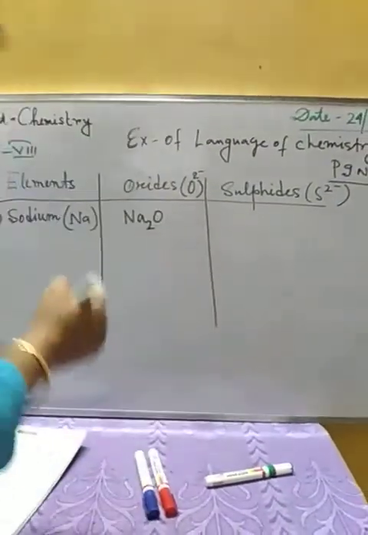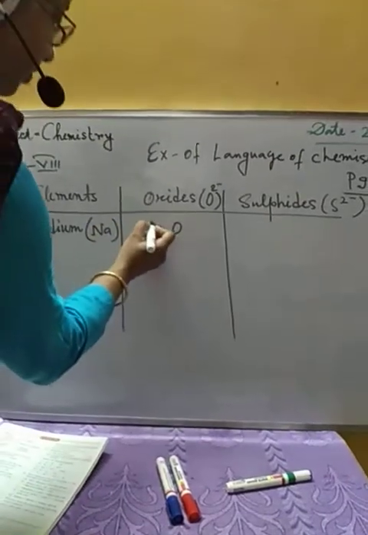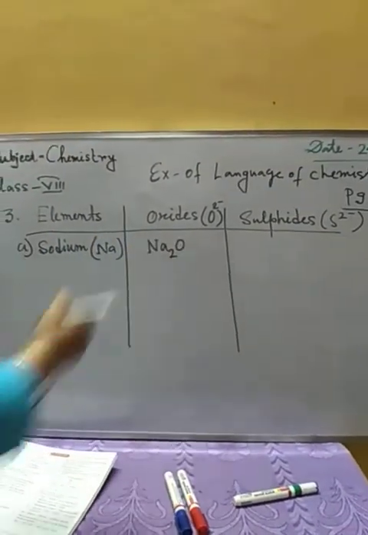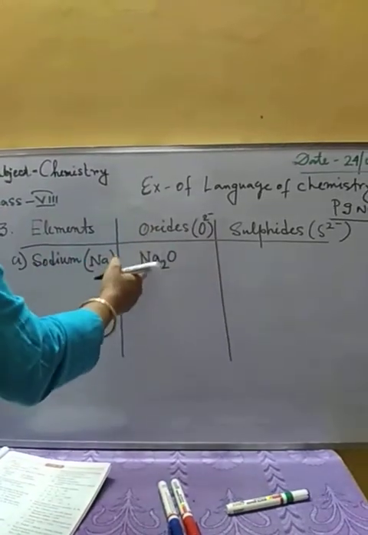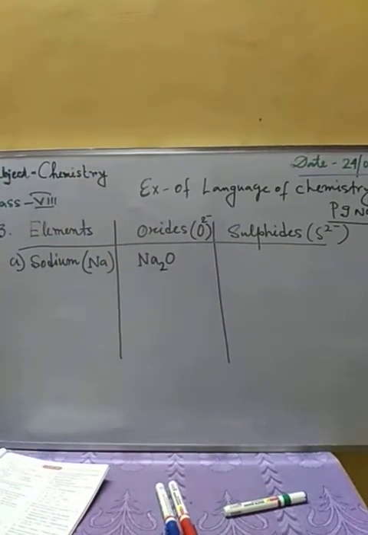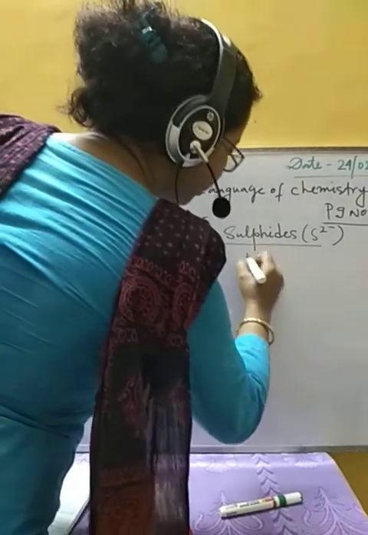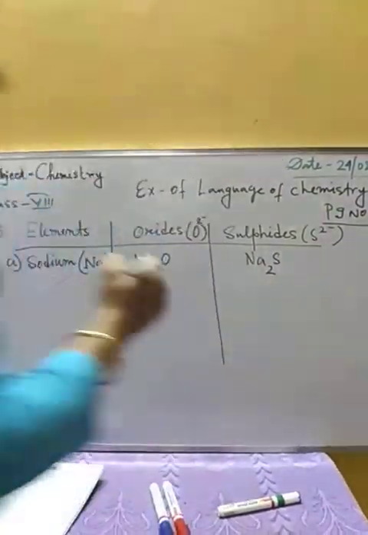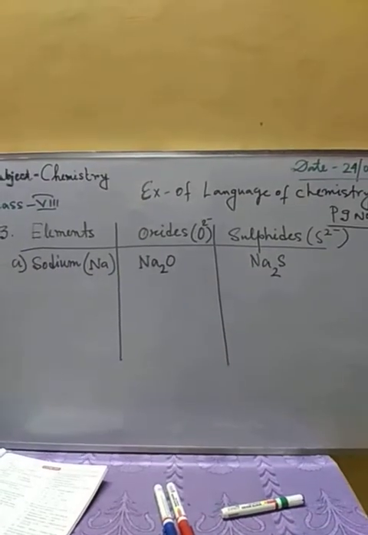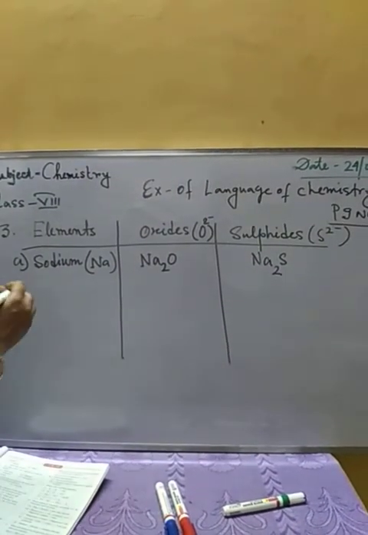Na2O. Okay, sodium's valency, that is 1, will go to oxygen here, and oxygen's valency will come to sodium, so Na2O. Sulfide also we will be getting in the same manner, so it will be Na2S. Okay, next calcium.